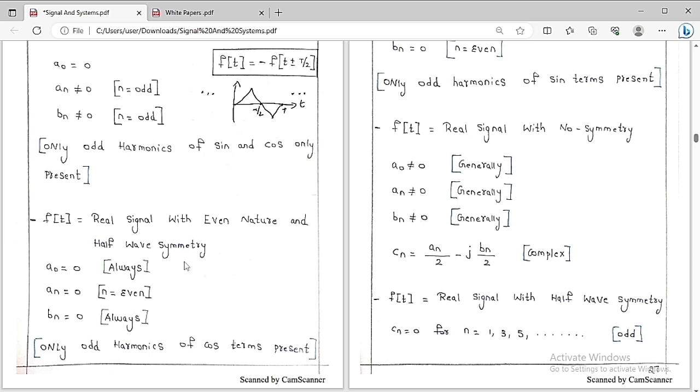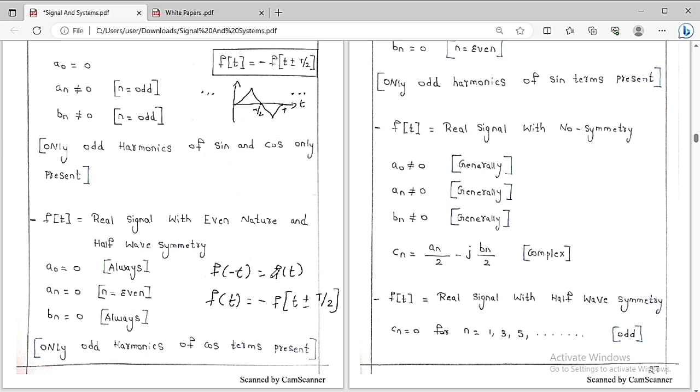The even signal means, I already told you, f of minus t is equal to f of t. And what is half-wave symmetry? I already told you f of t is equal to minus of f of t plus or minus T by 2. So this is for the even nature and this is for the half-wave symmetry. So the signal is going to satisfy these two properties. It is an even signal as well as a half-wave symmetric signal. So now we need to club these two properties.